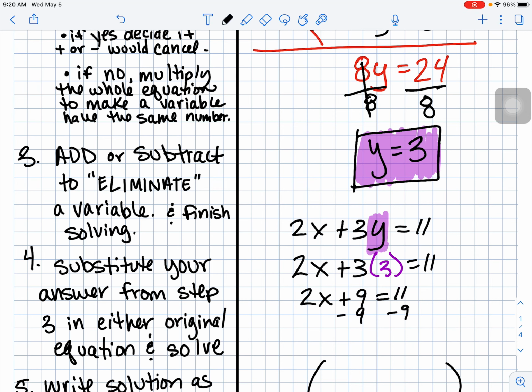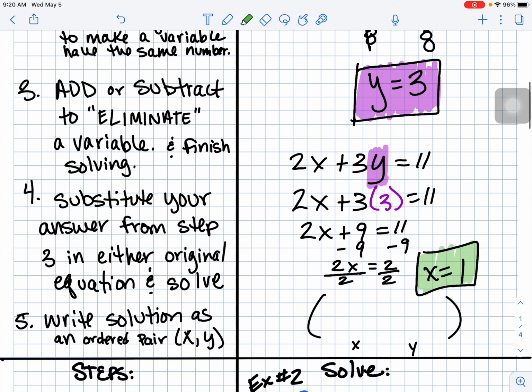Subtract 9 from both sides. 2x equals 2. Divide both sides by 2. X equals 1. So now I have an x value and I have a y value. So that means that that's the point on the graph where these two lines cross.